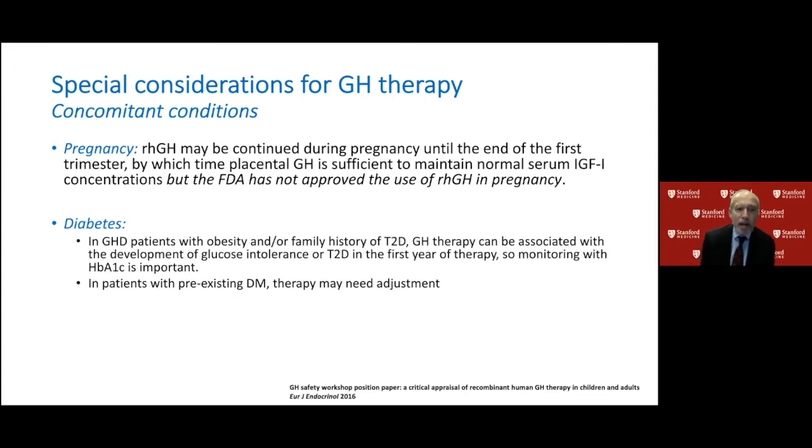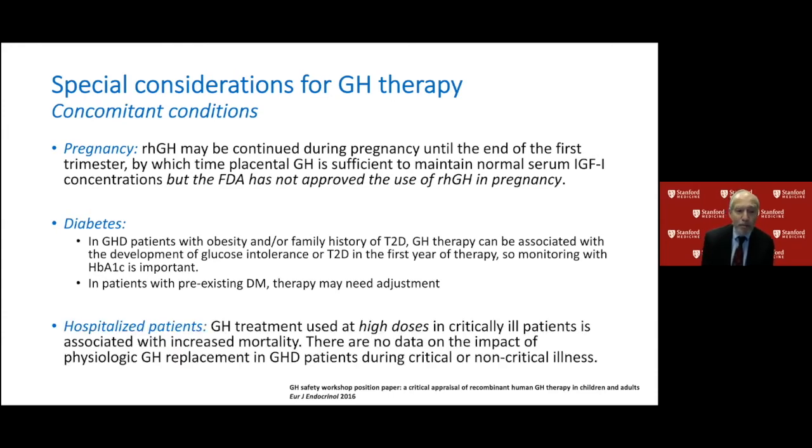In patients with diabetes, we have to take special precautions. Growth hormone deficient patients are often obese. They often have family histories of type 2 diabetes, and giving growth hormone, especially to those who are uncontrolled, can lead to a worsening of glucose tolerance and to the development of more severe type 2 diabetes. So it's important to work very hard before starting growth hormone to get the diabetes in good control, and then to make frequent adjustments as needed in patients getting growth hormone therapy.